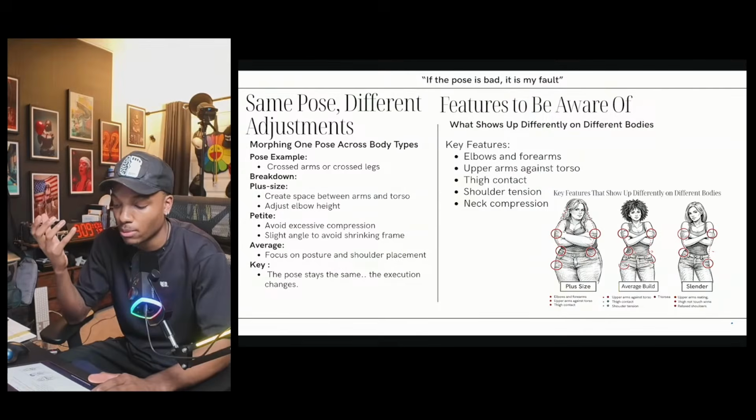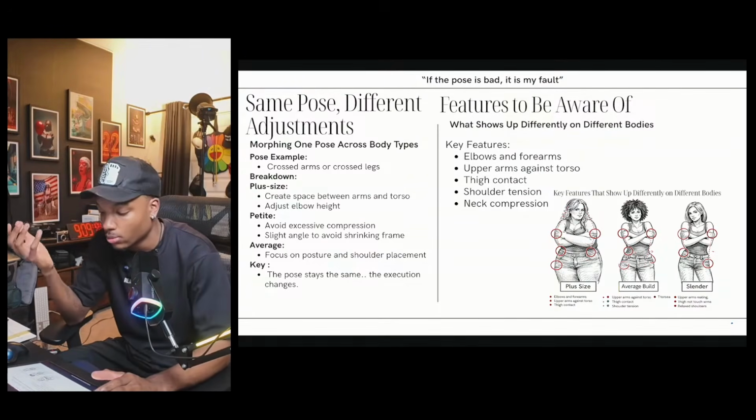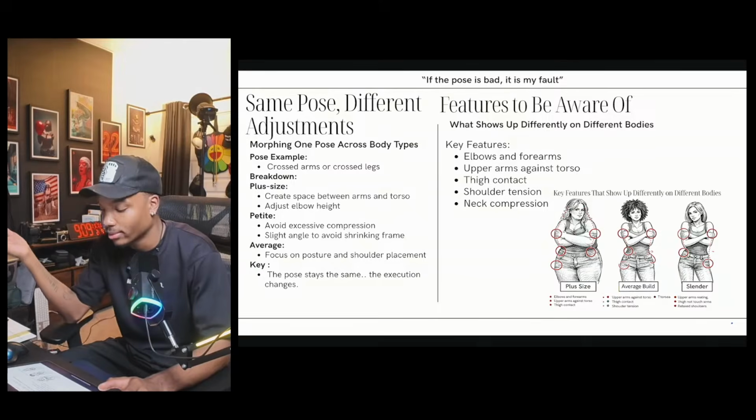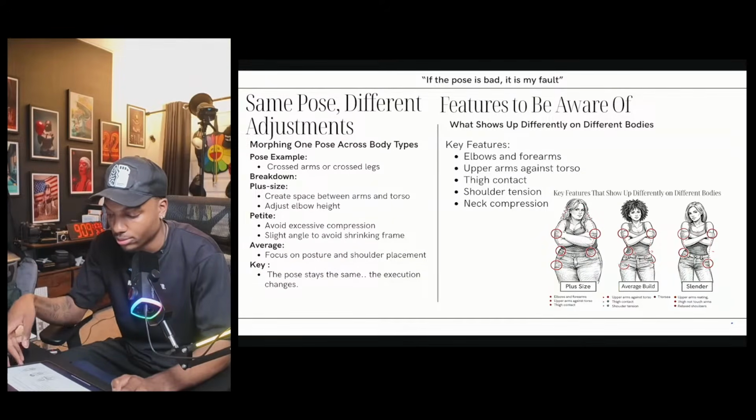But that's the harder part for me too. It's been hard for me to keep a plus size ambassador as well, because a lot of them don't like being on camera. So it's hard.